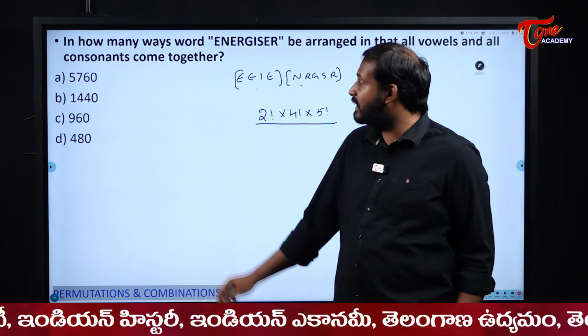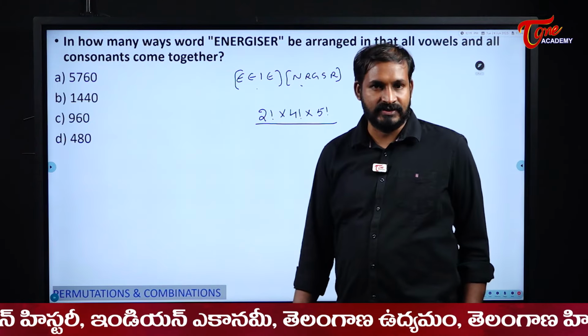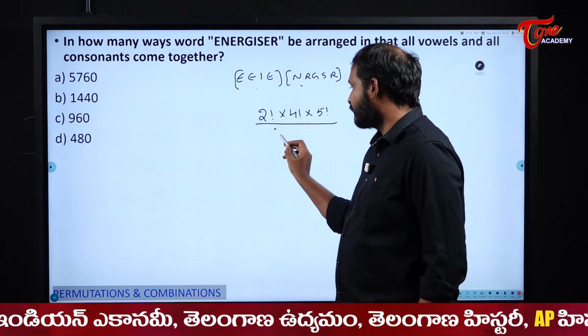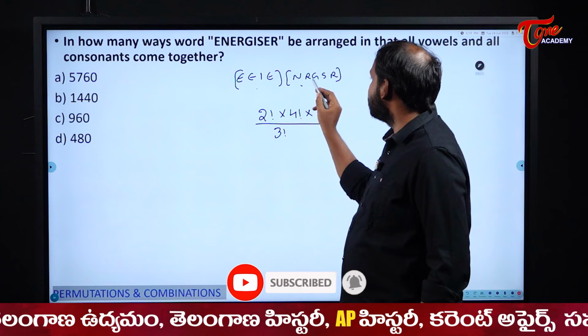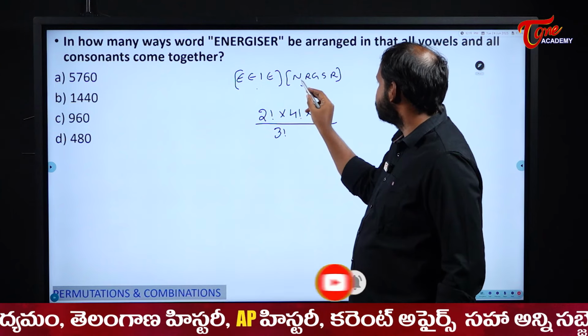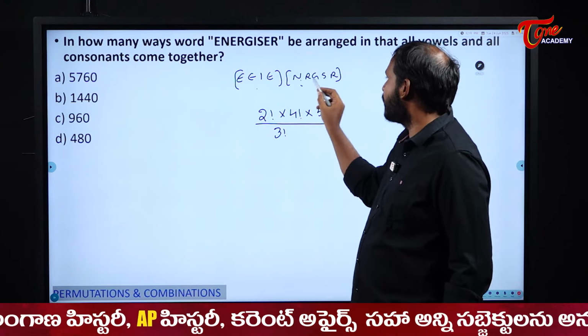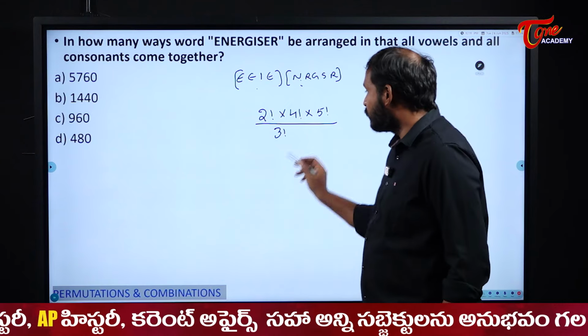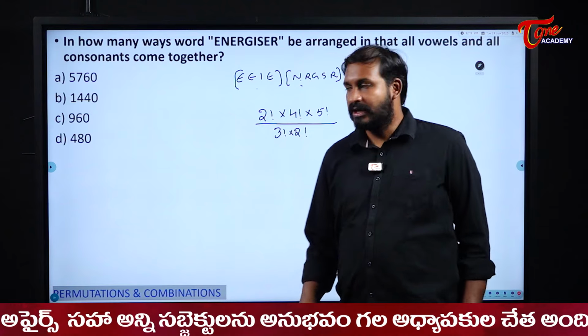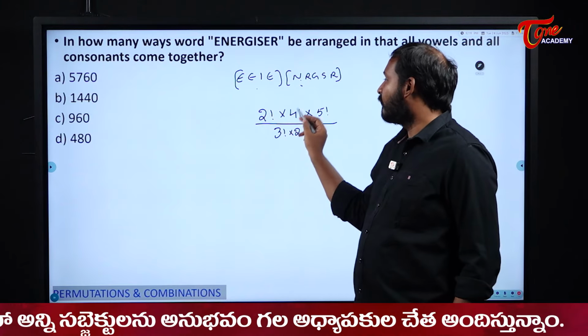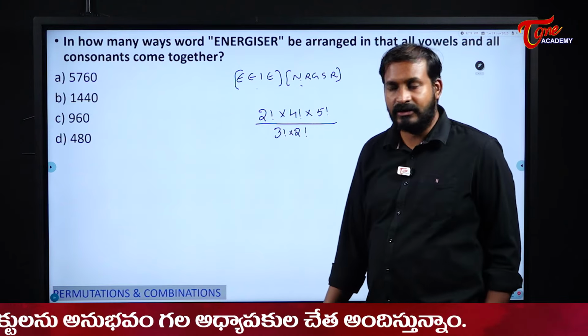What is it, students? Here E was repeated 3 times. So what will we write? Divided by 3 factorial. Right? And N and G are there only 1 time. R was repeated 2 times, right? So divided by 2 factorial. So 2 factorial into 4 factorial into 5 factorial, divided by 3 factorial into 2 factorial.